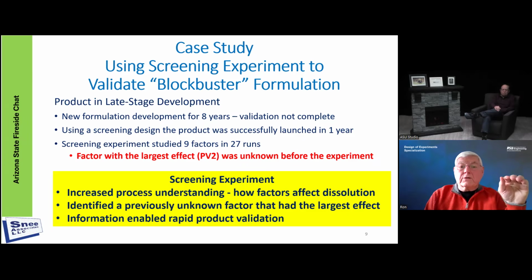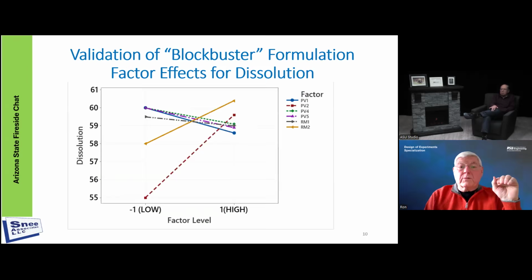validation and introduction. Now, not to say that nothing was learned in the 8 years that they were working on it. They did learn some things, but they just couldn't get it across the goal line. And this screening experiment helped them do this.